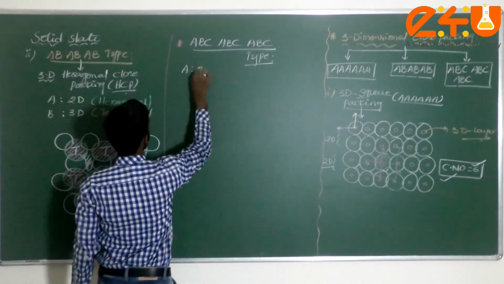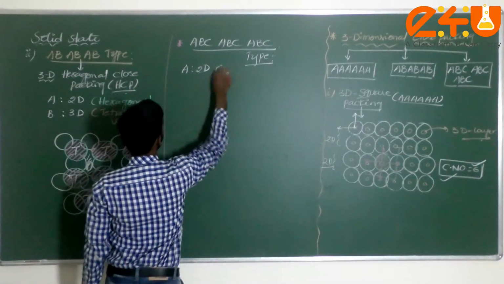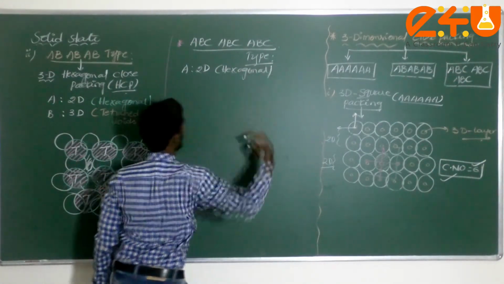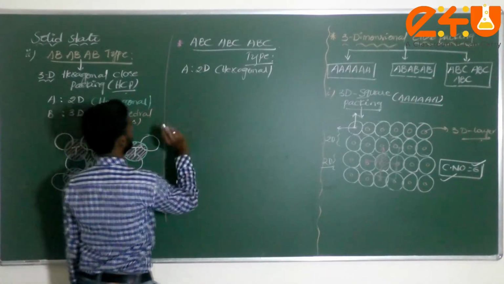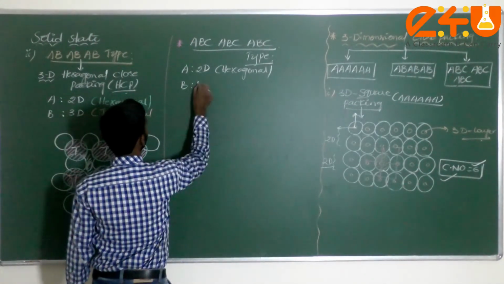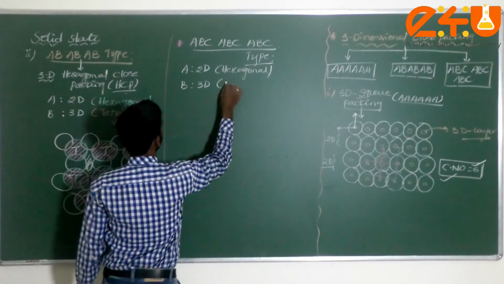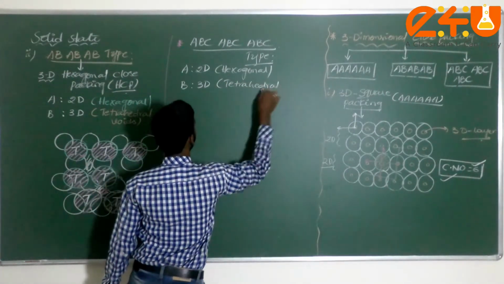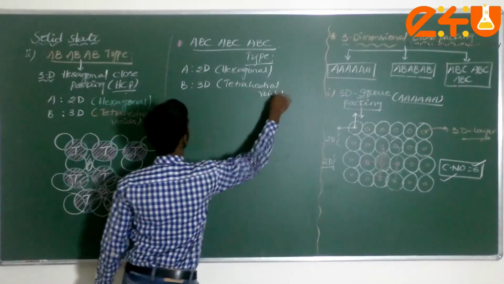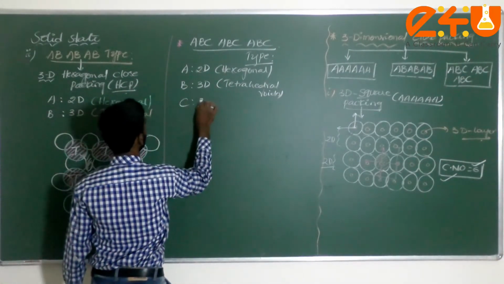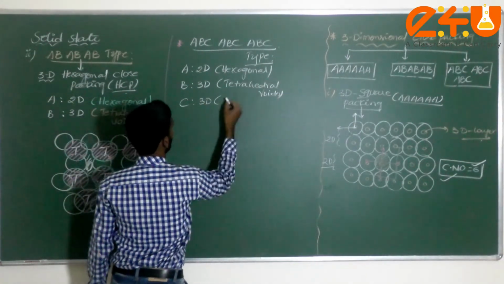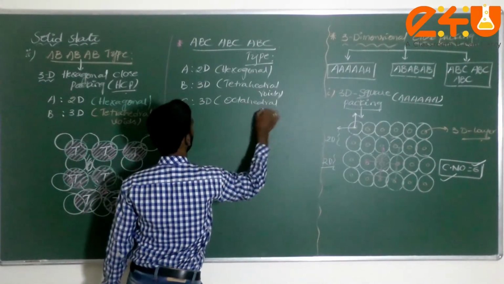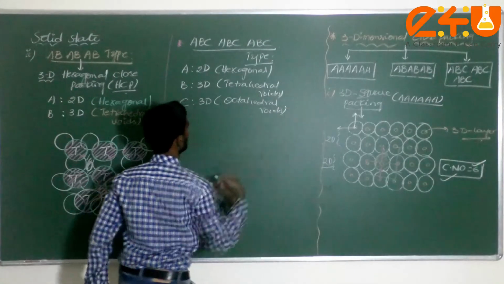A indicates, dear students, two-dimensional hexagonal. That B layer indicates three-dimensional tetrahedral voids. Next one, C, indicates three-dimensional octahedral voids. Octahedral voids. Am I correct?